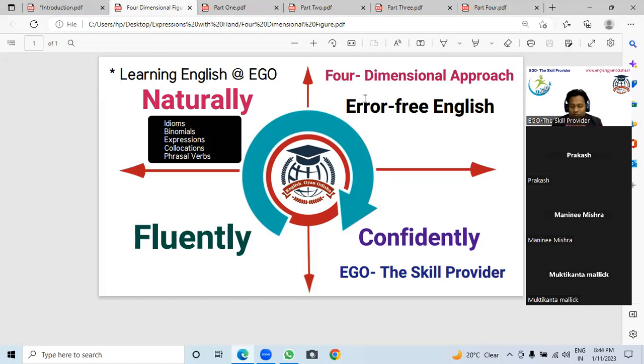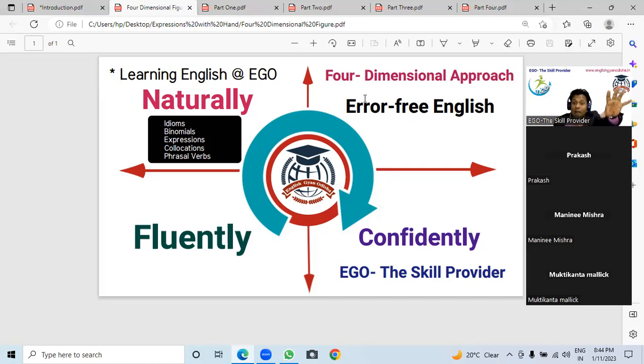Odia medium is not a problem, sir. Let me tell everybody: being an Odia medium school student is not a problem. What is the problem? You don't know the process. You don't know the technique. You don't know the way. You don't know the strategy.